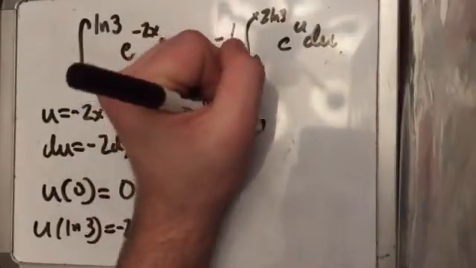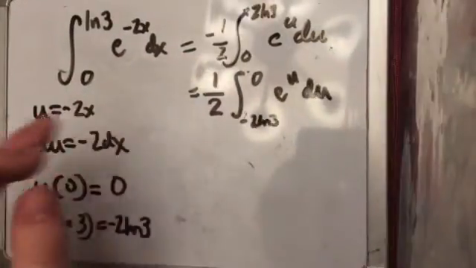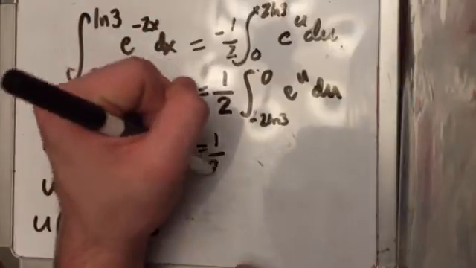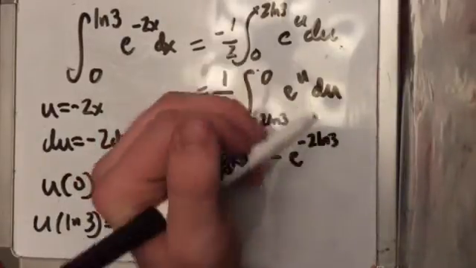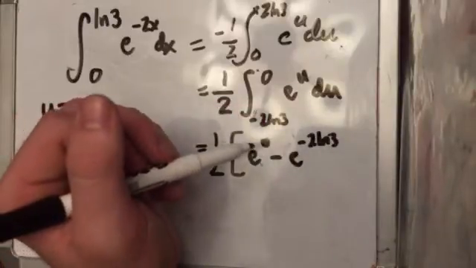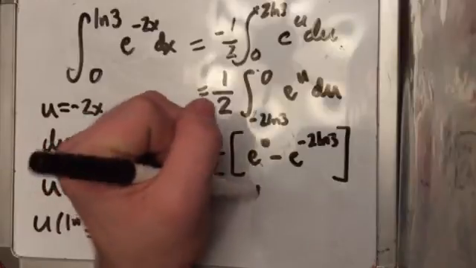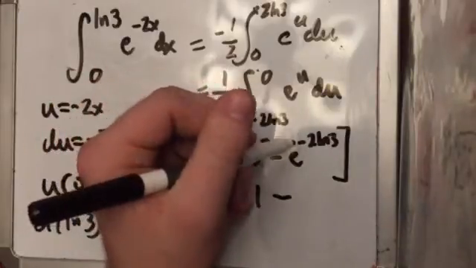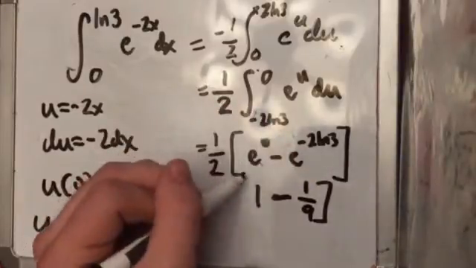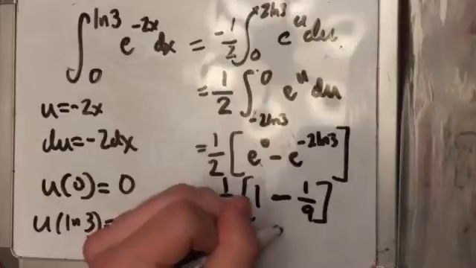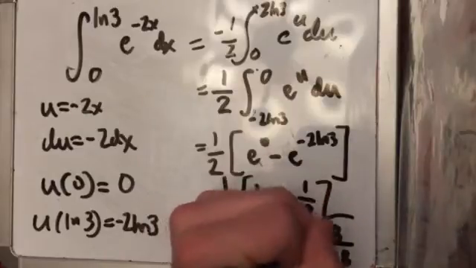So it becomes the integral from negative 2 natural log of 3 to 0 of e to the u du, which is just e to the u, because the derivative and integral of e to the u is the same. So it equals 1/2 times e to the 0 minus e to the negative 2 natural log of 3, which is just e to the natural log of 3 to the negative 2, or the natural log of 1/9. And so e to the 0 is 1, e to the natural log of 1/9 is just 1/9, because the e to the natural log cancels out. So 1 minus 1/9, times 1/2, so it's 9/9 minus 1/9, so it's 8/9. 1/2 times 8/9 equals 8 over 18. And then that's your answer.